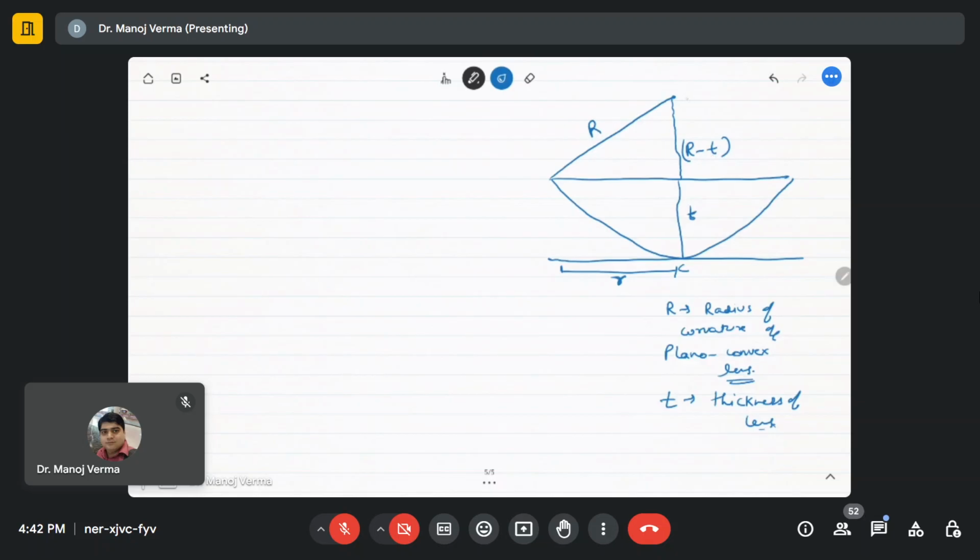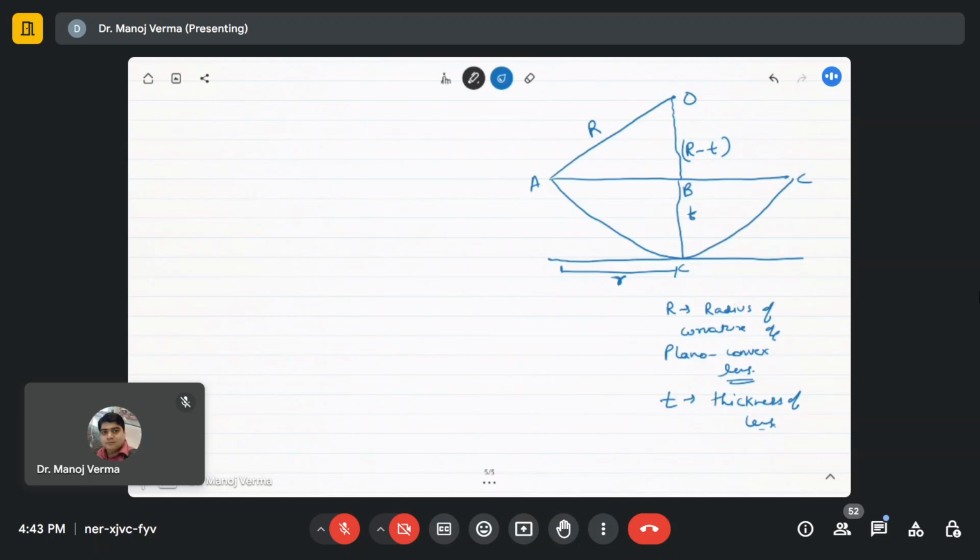Let's make the points: O point, A point, B point, C. So this OA is the radius of curvature. OC will also be the radius of curvature. The figure is not to scale, but OC has to be the radius of curvature R. So this OB distance has to be capital R minus t. And small r is the distance from the center of the system.